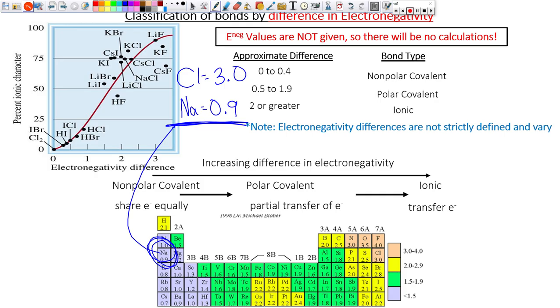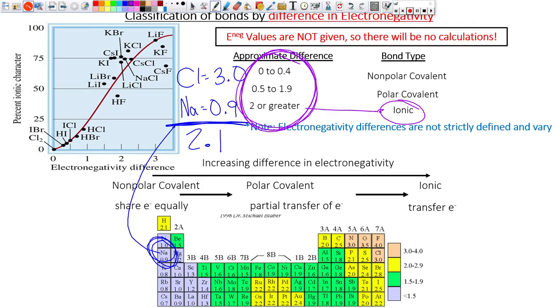You can't see it, it's too small. What is 3.0 minus 0.9? 2.1. So according to our range difference, is it 0 to 0.4? Is it 0.5 to 1.9? Is it 2 or greater? Is it ionic? Yes. Let's confirm that. What side of the stair-step line is sodium on? The left. What side is chlorine on? Right. Is that ionic? Yes.